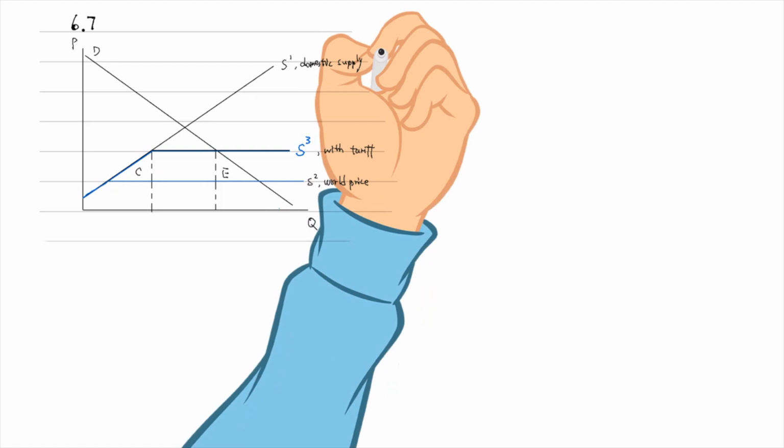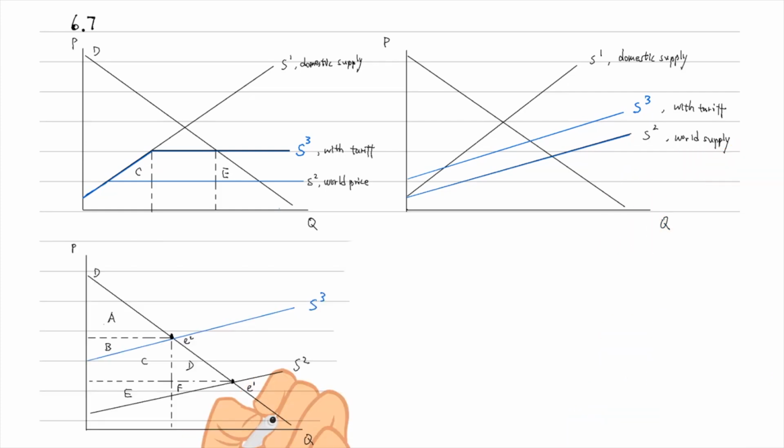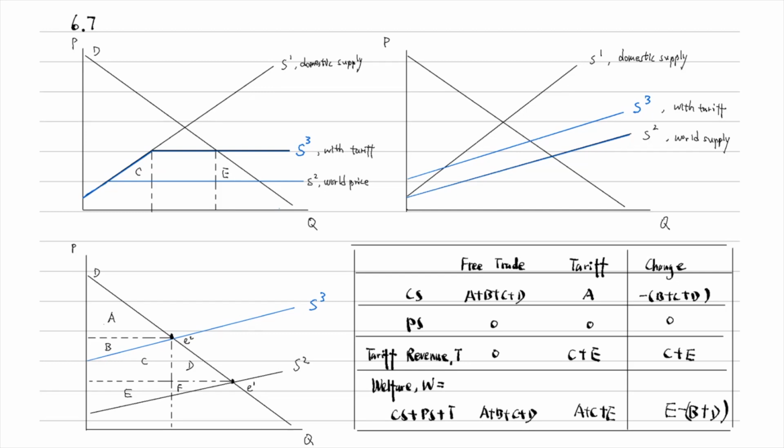Now we assume that the world supply curve is upward sloping. The tariff shifts the world supply curve upward by the amount of the tariff. We will examine the welfare change before and after the tariff is imposed. We write the areas in a table.